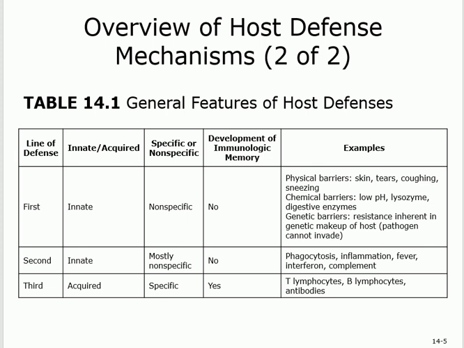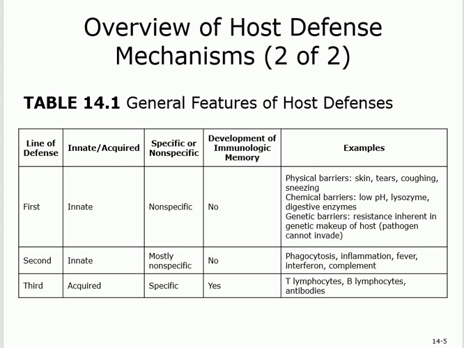We have chemical barriers everywhere. Low pH. Does that mean acidity or alkalinity? Low pH. Acidity. So the acidity is going to kill different things. We also have lysozymes. Lyso means break down. Zymes means enzymes. These are enzymes that are going to break down cells, invading cells.